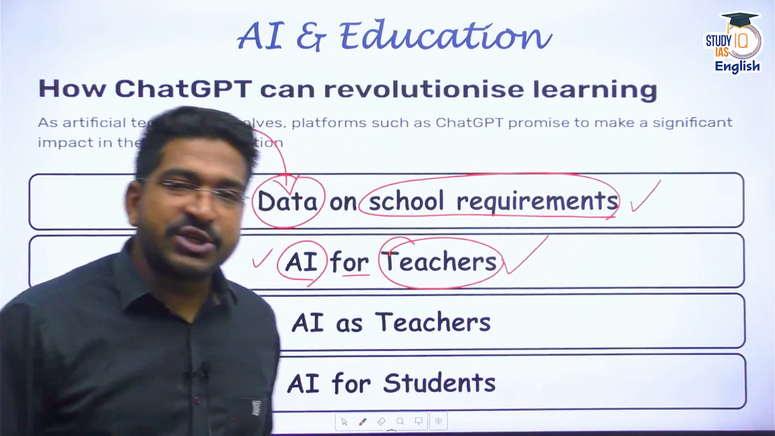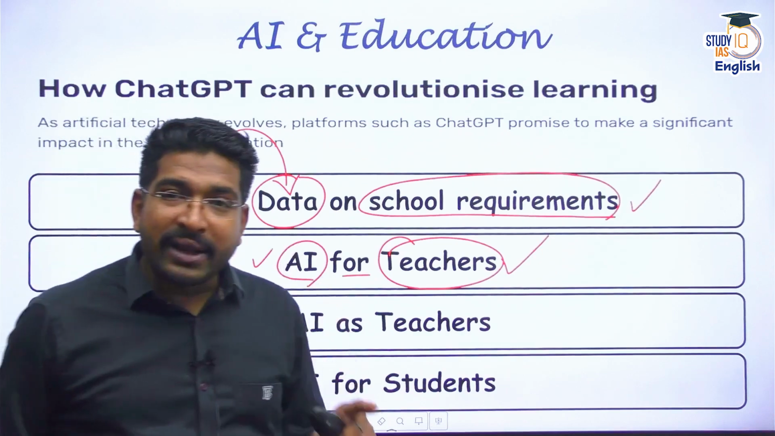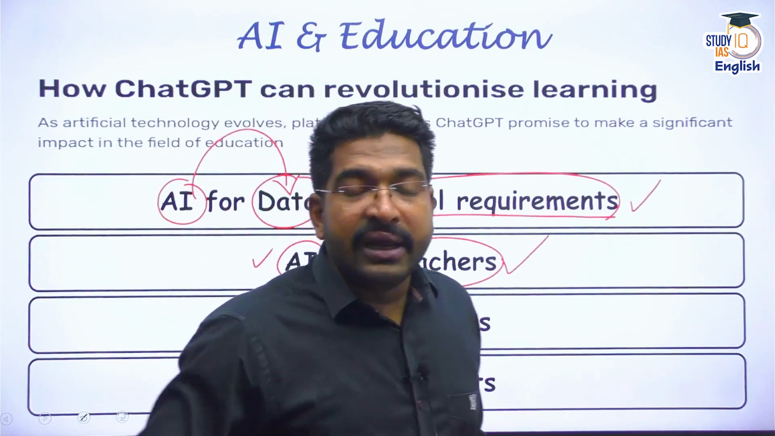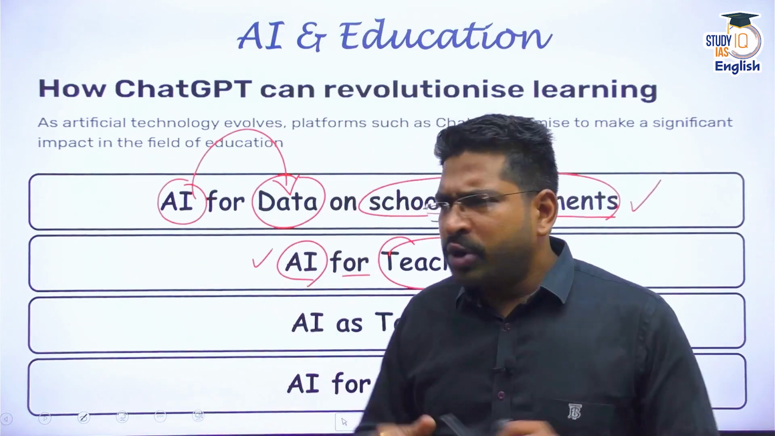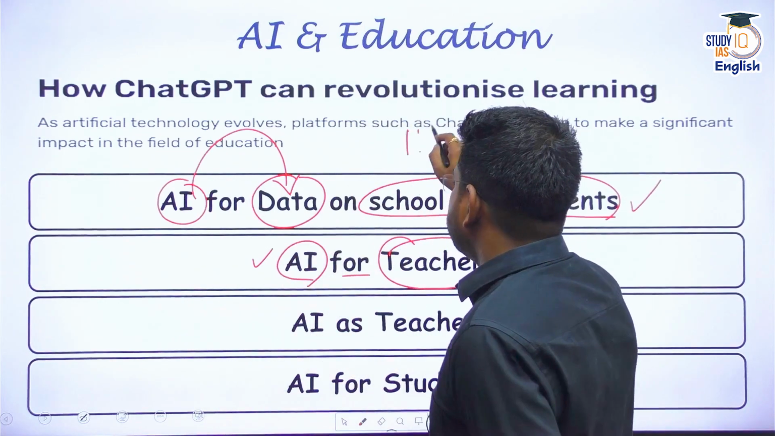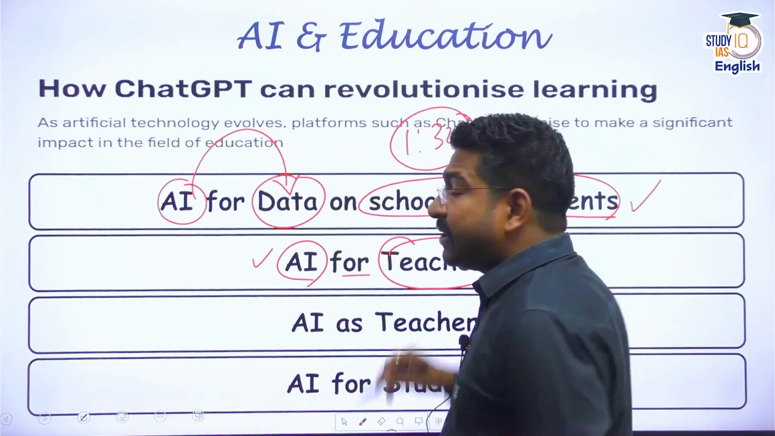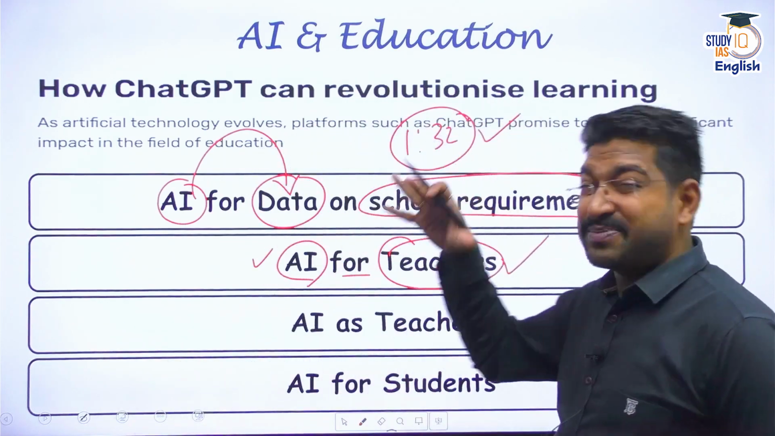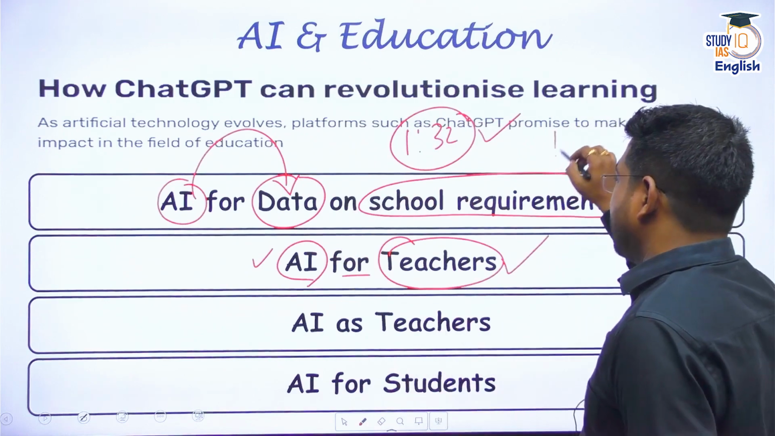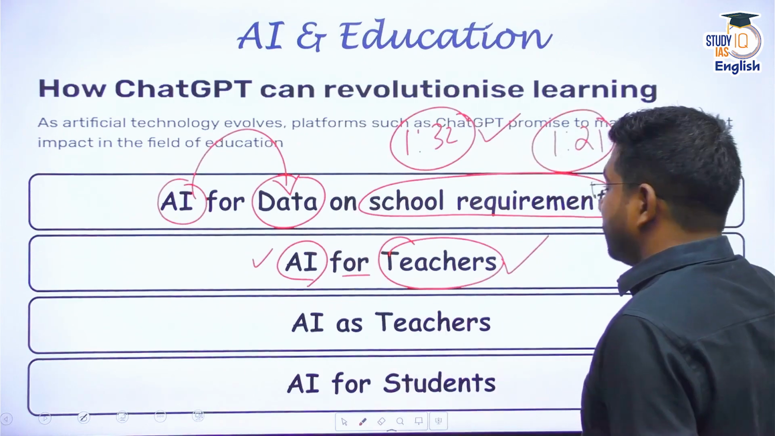So AI for teachers can be used in terms of the training, or else we already know that in India there is a shortage of teachers. In India, the teacher to pupil ratio approximately is 1:32. That means one teacher takes care of around 32 students, and the world average is lower. If I'm not wrong, the correct data would be 1:21, the world average.